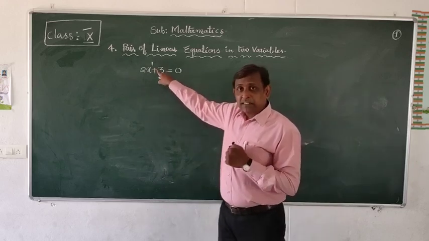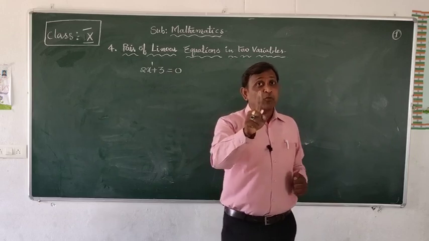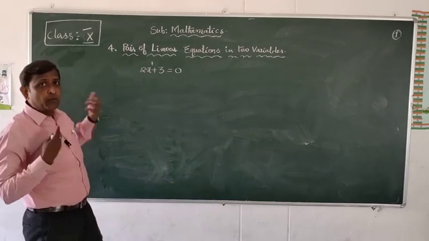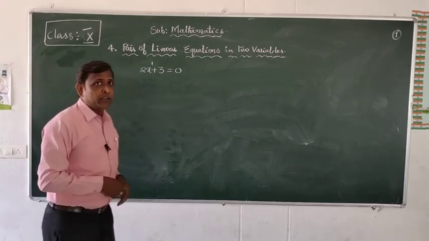But how many variables are involved in this equation? There is only one variable. So this is a linear equation with one variable, and now I am going to present one more equation.